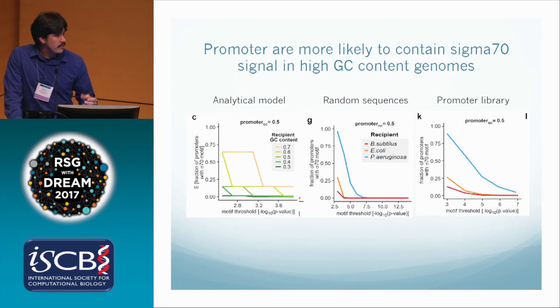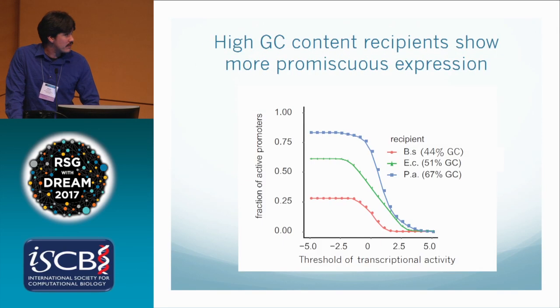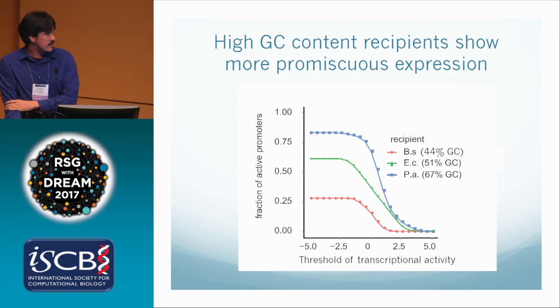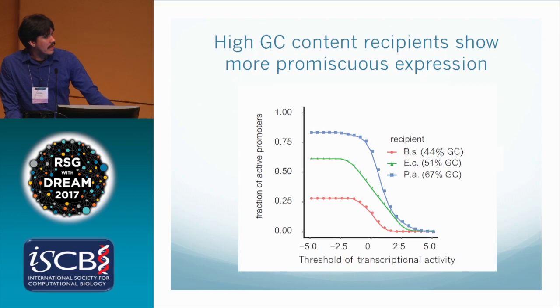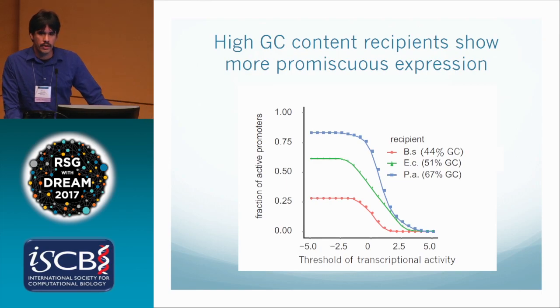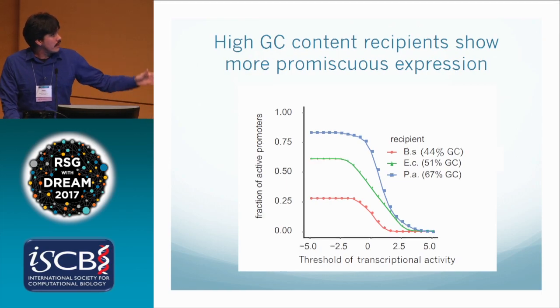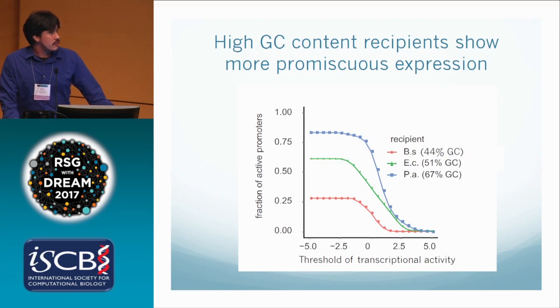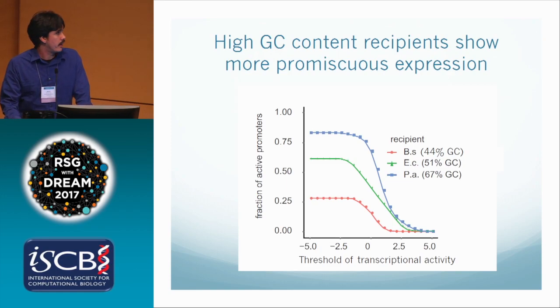So this is only in terms of finding the binding site, and we want to see if this also makes sense in the expression level that we observe in our library. And we still see the same pattern. The x-axis is just the threshold that would define what would be active or non-active, and the y-axis is the fraction of promoters that would be active. And we see Pseudomonas aeruginosa, which has high GC content, is more likely to express promoters, whatever threshold you select to consider active or inactive.